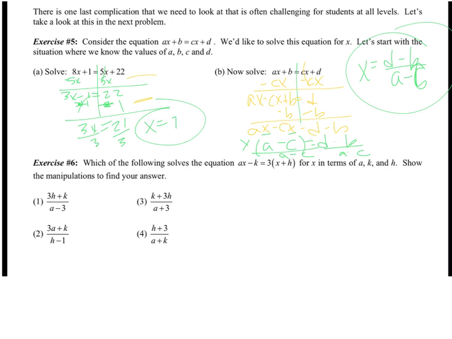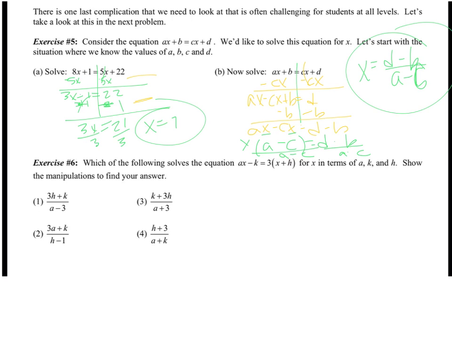This looks really, really foreign, and I apologize for my handwriting. That probably doesn't help it at all. But what we did is now we can plug in numbers for D, B, A, and C, and we could find what x is every single time.